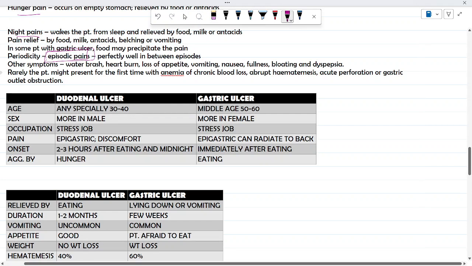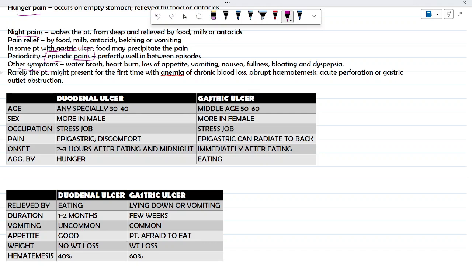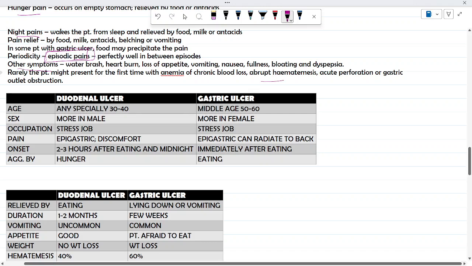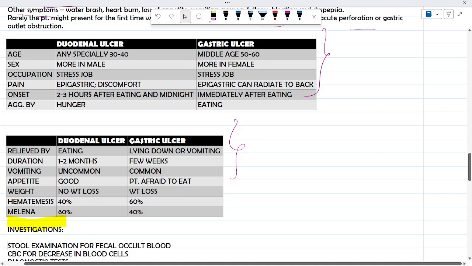Along with it, there are other symptoms like water brash, heartburn, loss of appetite, vomiting, nausea, fullness, bloating, and dyspepsia. Rarely, the patient may present with anemia of chronic blood loss, abrupt hematemesis, acute perforation, or gastric outlet obstruction. Now, this typically shows the difference between the duodenal and the gastric ulcer. You can have a look at it on your own. I'll just take a screenshot.